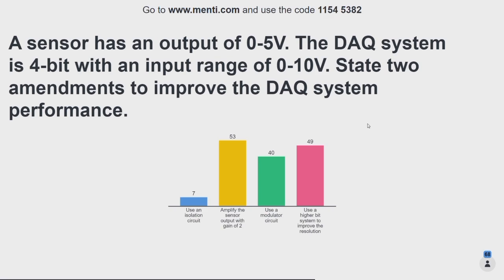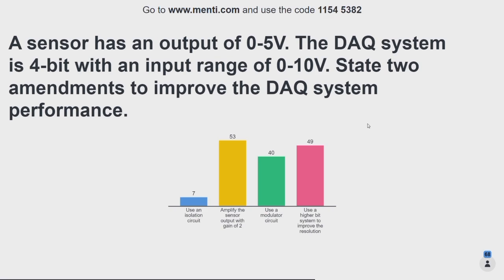Use a higher bit system to improve the resolution. The next question is going to look at this concept of resolution, so we're going to focus on that in a second. But the higher the resolution, i.e. the number of bits, here we've got a 4-bit system. So 4-bit system means 10 volts, because our range is 0 to 10 volts, divided by 2 to the power 4. That's what our increments are. What am I on about?